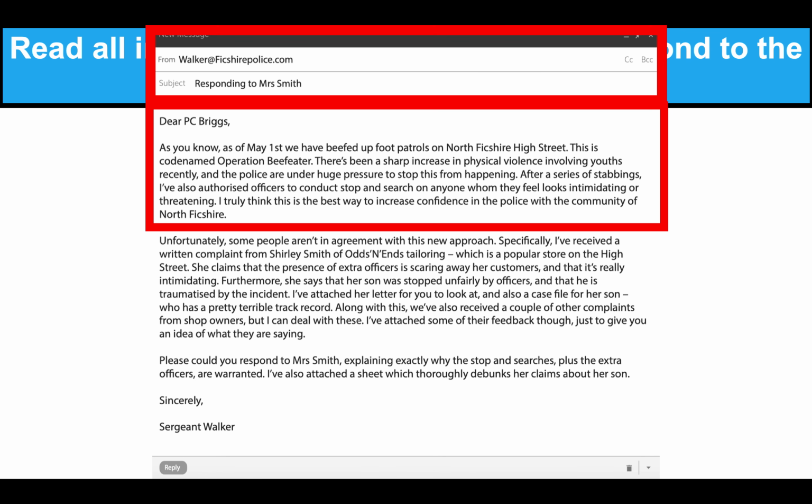So I am PC Briggs. Dear PC Briggs, as you know, as of May the 1st, we have beefed up foot patrols on North Fixshire High Street. This is codenamed Operation Beefeater.